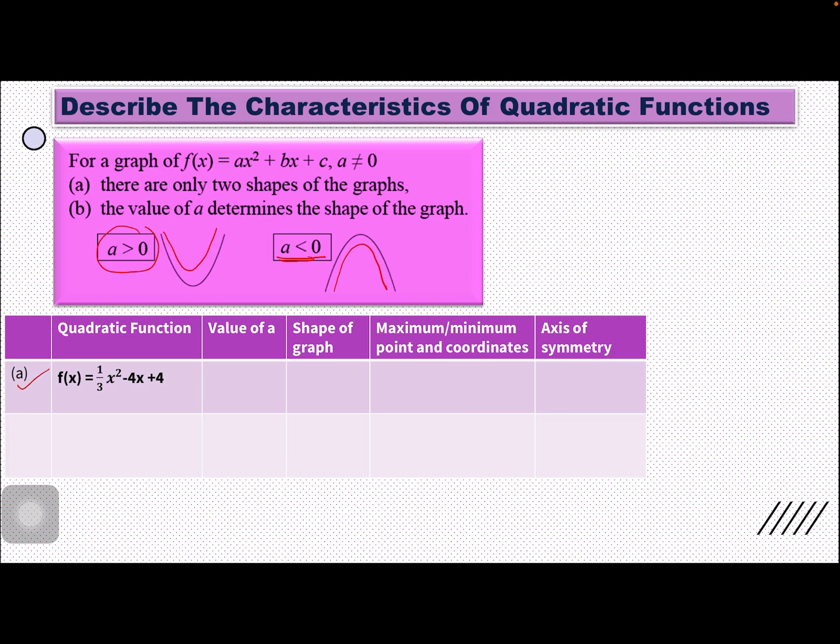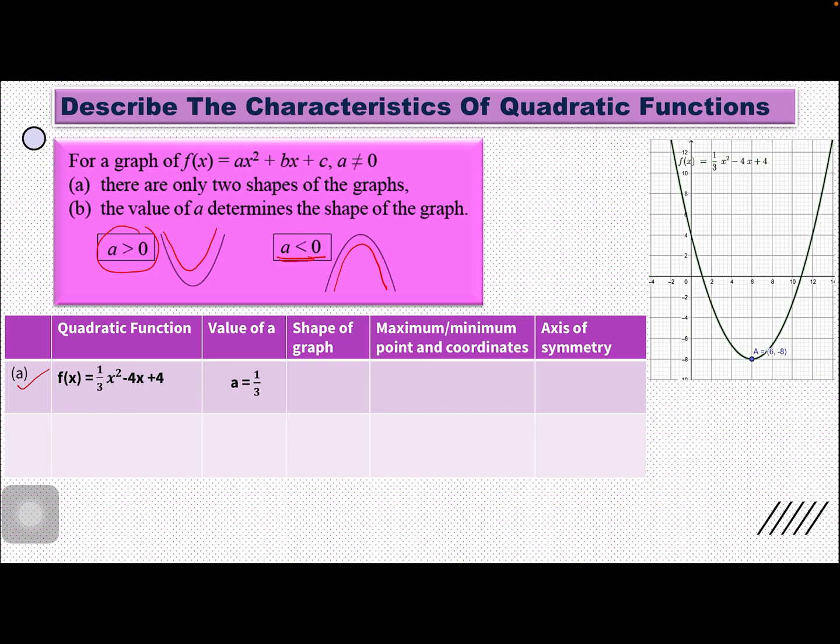So for the first one, (a), we have the function f(x) = 1/3 x² − 4x + 4. What is the value of a? So the value of a is 1/3. So what is the shape of the graph? You can see that the shape of the graph is a smiley graph, like that.